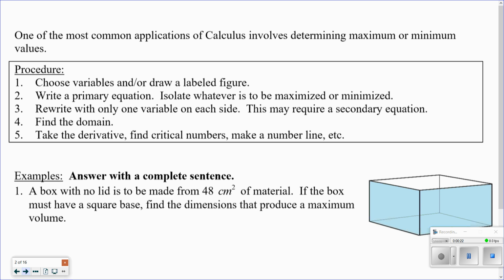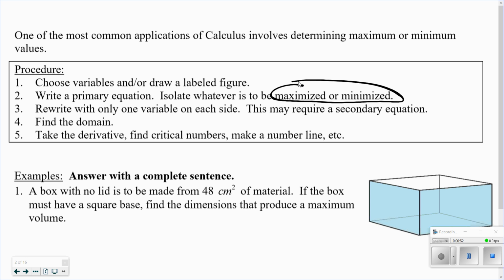So number one, you want to choose the variables and, if you need to, draw and label a figure. Some problems require it, some don't. Second, you want to write up a primary equation. This is really important. You want to isolate whatever you're trying to maximize or minimize. So when you read the problem, focus on what it is asking you to maximize or minimize, and that's what you're going to try to isolate or get by itself.